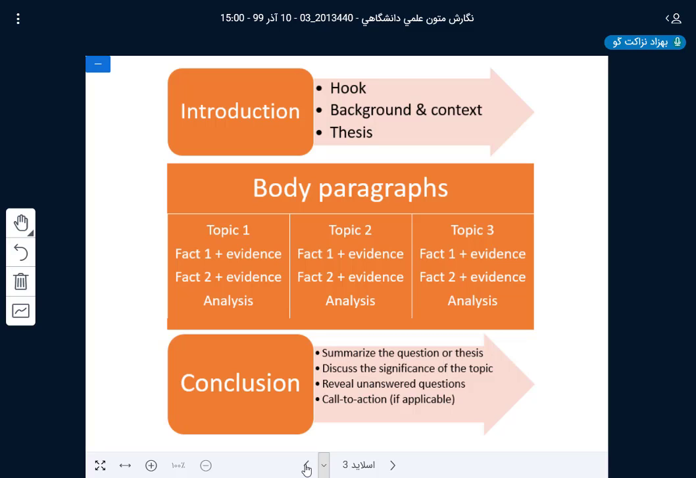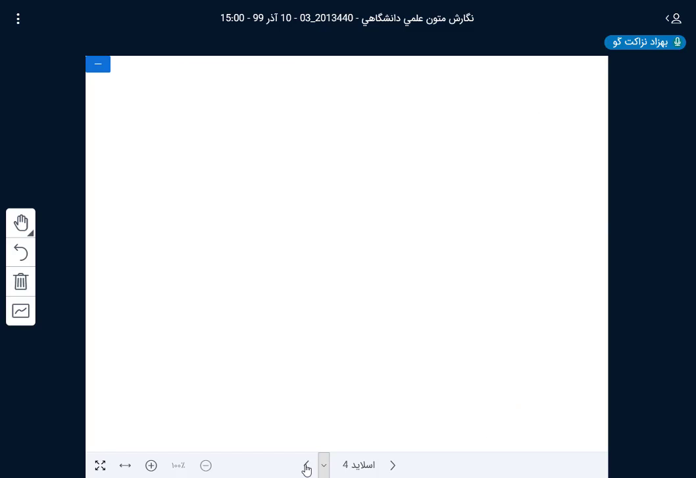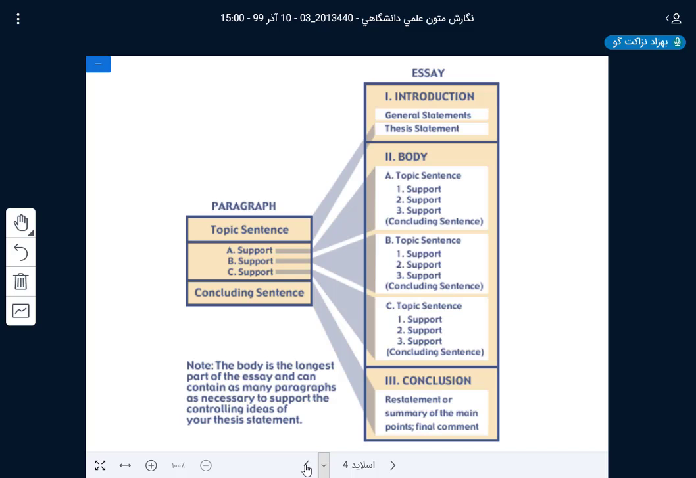So this is how we develop the body paragraphs, and then we have the conclusion paragraph. The conclusion paragraph summarizes the thesis. It can discuss the significance of the topic. It can reveal unanswered questions. Actually, it is a call to action if applicable. So this is the whole thing we're supposed to see in our writings when we are developing academically.